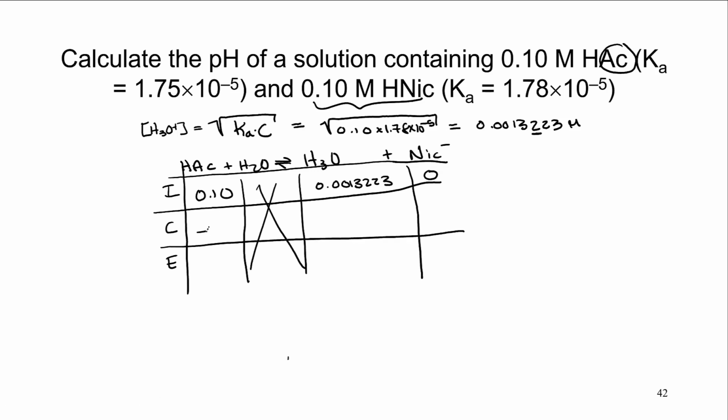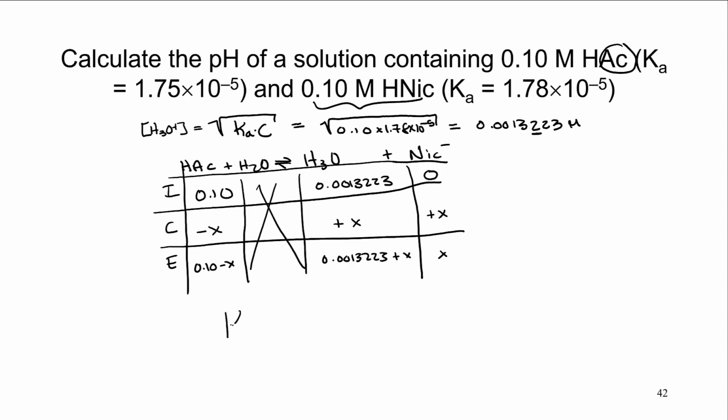And then this is going to be minus x, plus x, and plus x. And so we follow the same format that you're familiar with. We're going to have 0.10 minus x, and then I'm going to have 0.0013223 plus x, sorry about that, and x. So Ka follows the same form.